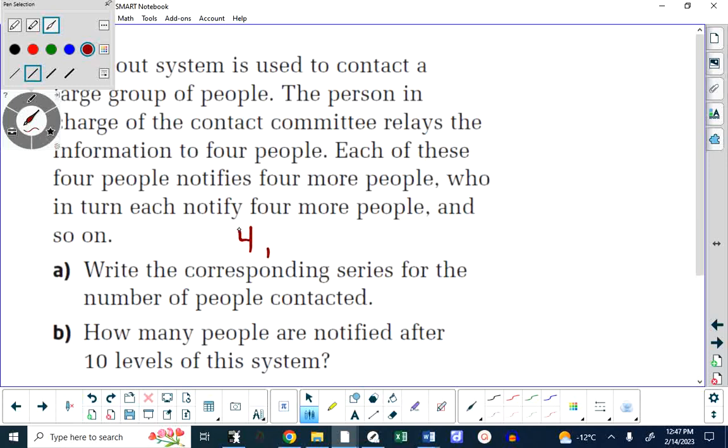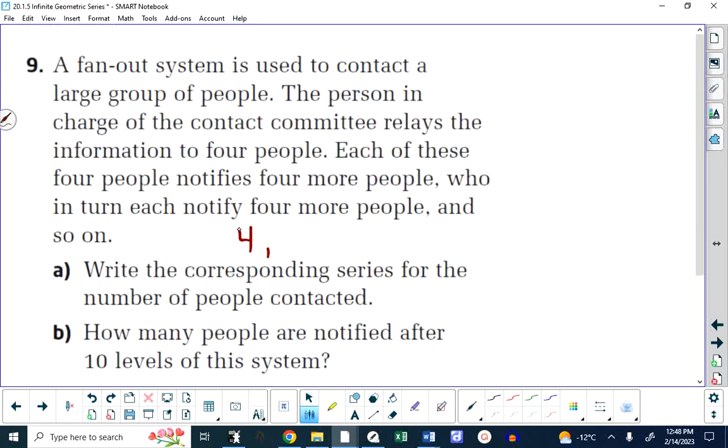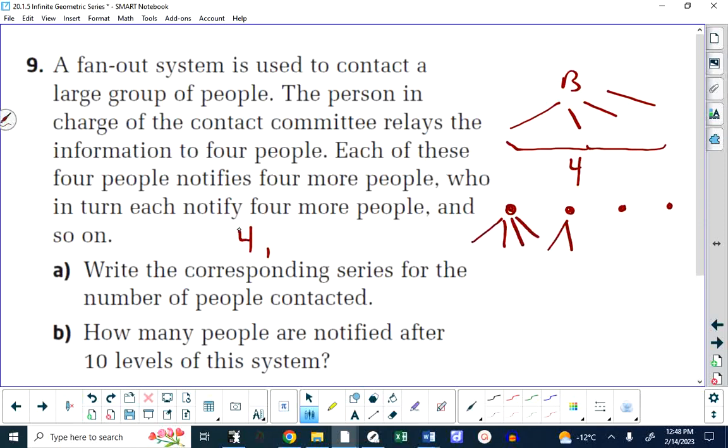It's the 4 people. Let's call the boss, the boss. That first person is the boss. The boss contacts 4 people. Each of those 4 people, think about this for a second. Here's the boss, and they contact 1, 2, 3, 4 people. So there's 4 in this list, right? But each of those 4 people contact 4 people. Which means in the next layer, there's 16.